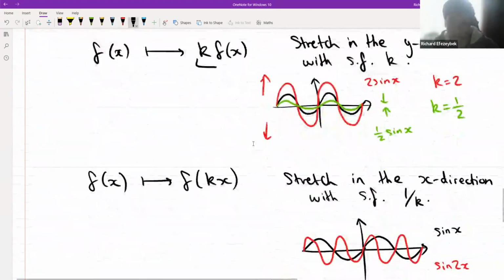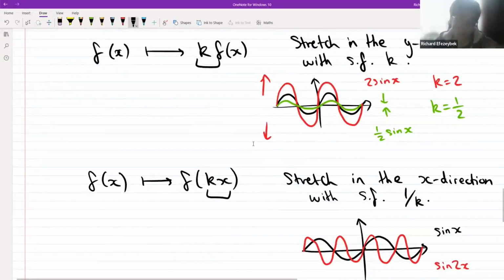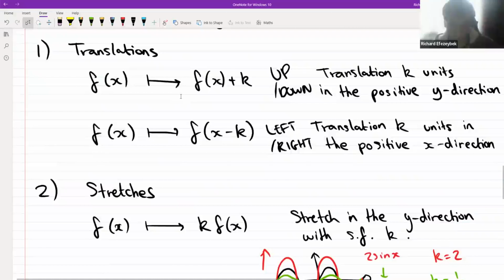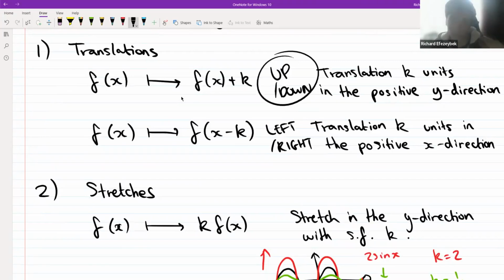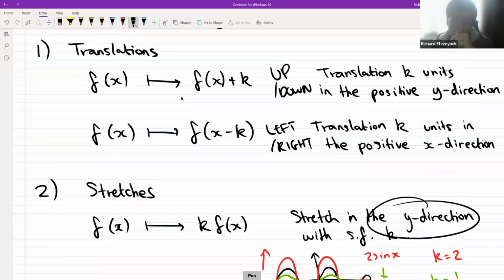This one manipulates the outside, this one manipulates the inside, so they don't interact with each other. The ones that do interact with each other, which is where the order of function composition matters, is these two, because they both deal with stuff outside the brackets, and then the other two, which deal with stuff inside the brackets. We have a sort of a parallel here, which is that this is going up and down, so in the y direction. This stretch is in the y direction, and then the other two are in the x direction.